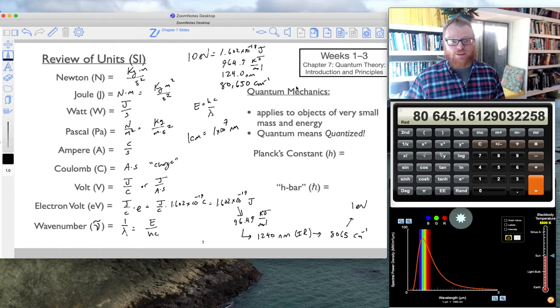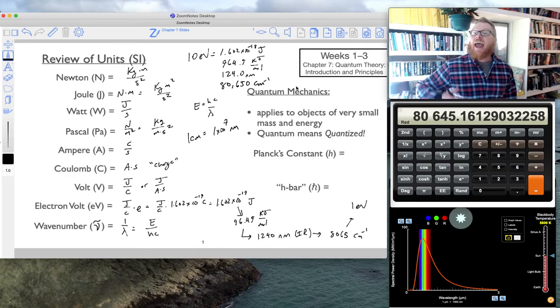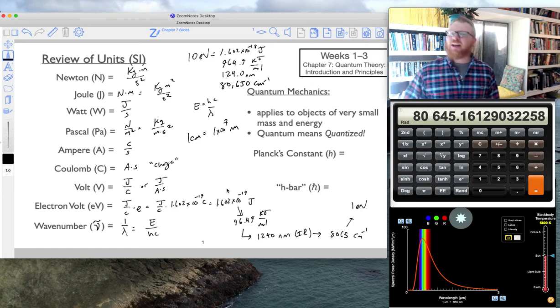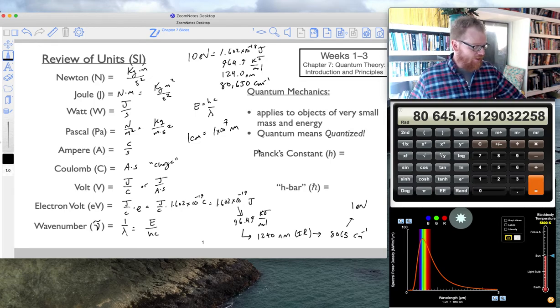Quantum mechanics, that's what we're learning this semester. This applies to objects of very small mass and very small energy, hence needing to be able to use these units like electron volt or wave number or single joules. So objects of very small mass and very small energy, like electrons or photons. So where does the term quantum come from? It means quantized. This is something we're going to be exploring throughout the semester. We're going to be seeing processes which occur with very specific quantized amounts of energy.